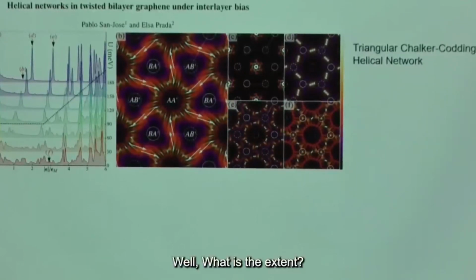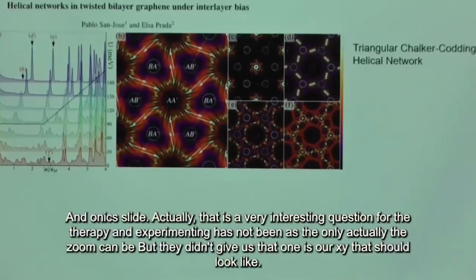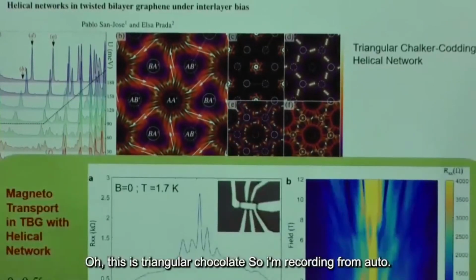Actually, that is a very interesting question. Both theoretically and experimentally, it has not been answered. Theory just looks at it as a state, but they didn't tell us what Rxy should look like, although this is a triangular Chalker-Coddington model, but the important part is the helicity in between them. The best we can do is apply the magnetic field.